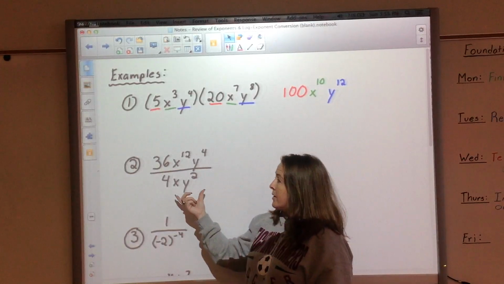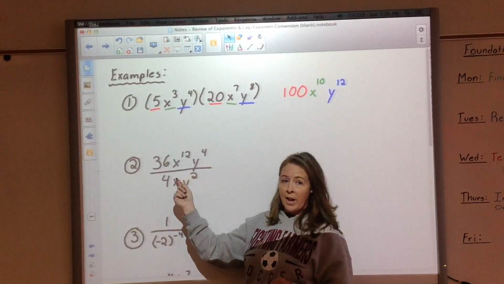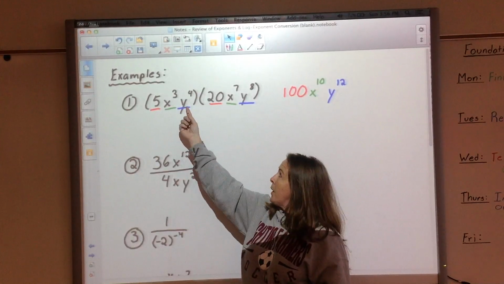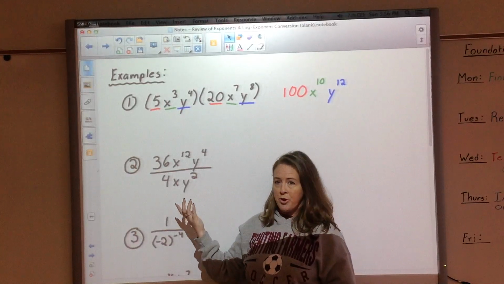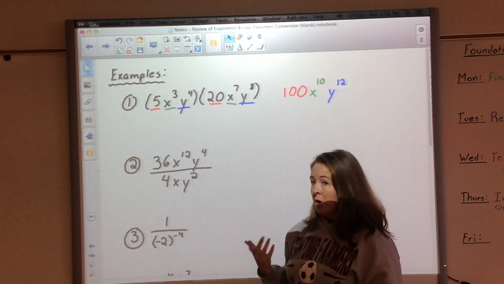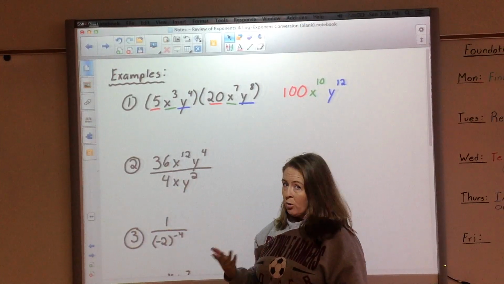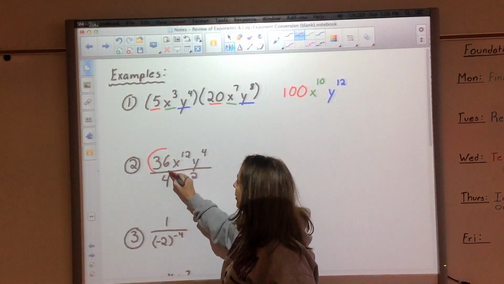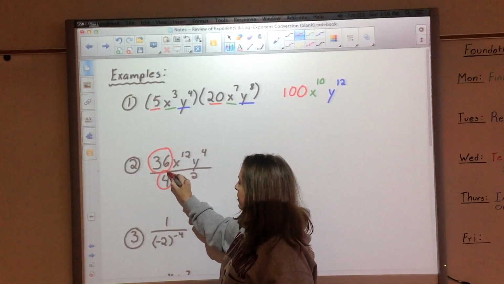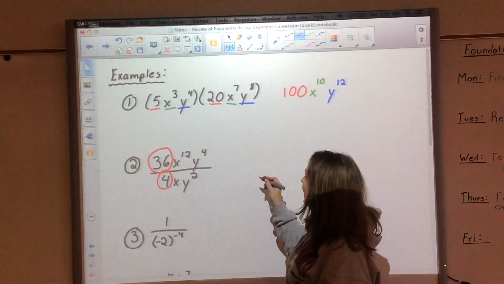Number 2 is very similar, but instead of being multiplied together, these are being divided. So if multiplying means we add the exponents together, then dividing means that we're going to subtract them. However, remember that our numbers, our coefficients in front, are still going to work the same as they always have in the past. So we're going to have 36 divided by 4. Well, if we take 36 over 4 and we simplify that fraction, we get 9 over 1.